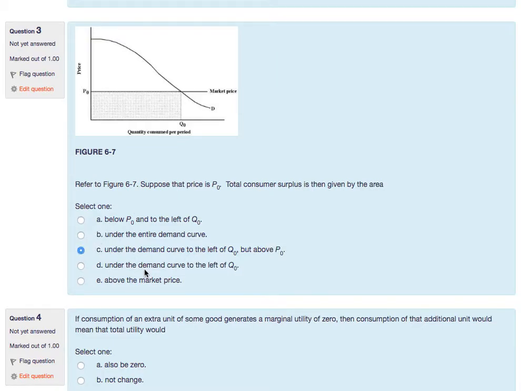Under the demand curve to the left of Q0, once again, this would be the whole area here. It takes into account how much you're paying, so that is not part of consumer surplus. And above the market price, well, that's very vague. Is it all of this area, even beyond Q0? That's not the right answer.